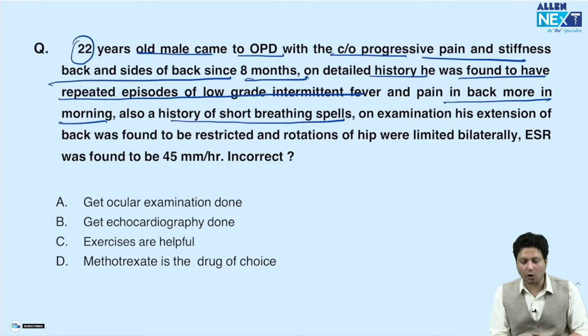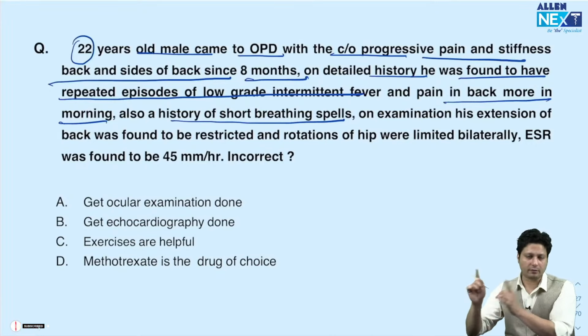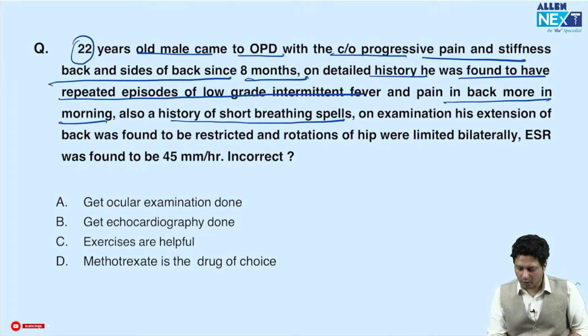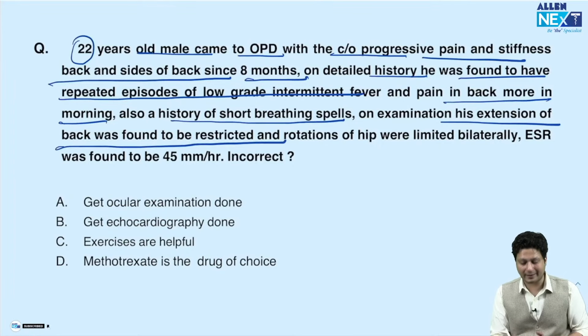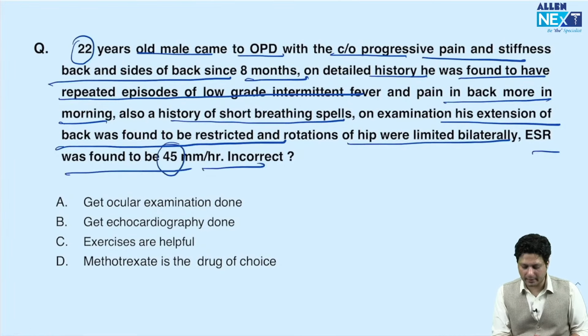Now, also a history of short breathing spells. This becomes an extra-articular feature, but this can also be present in case of Potts spine, short breathing spells because of the pulmonary tuberculosis. On examination, his extension of the back was found to be restricted and rotations of the hip were found to be limited bilaterally. ESR was found to be 45 millimeter of Hg.